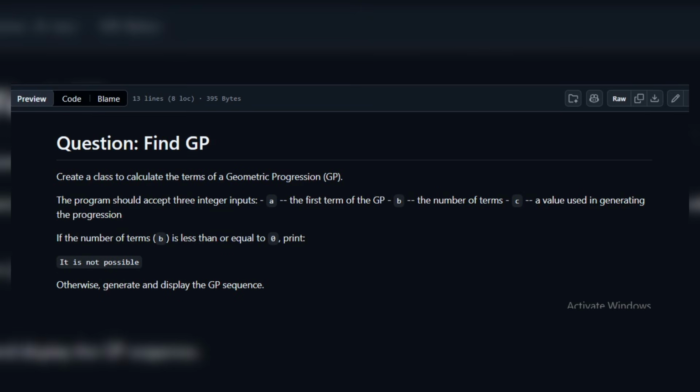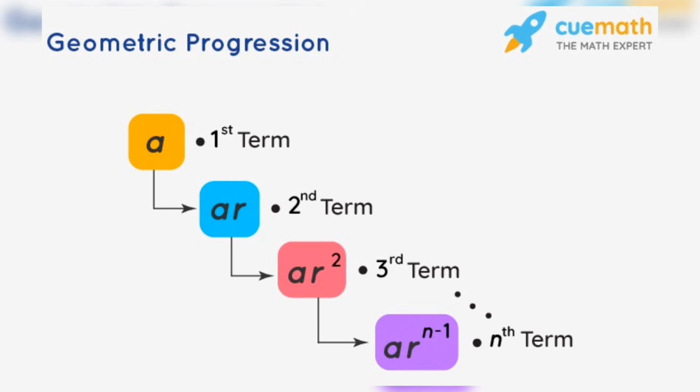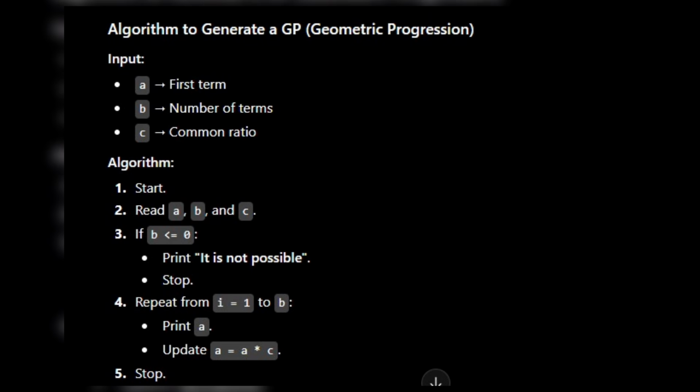For the first problem we are given 3 input digits to perform a geometric progression. I'm sure most of you are already familiar with how a GP series works, but just as a quick refresher, I am displaying the GP progression formulas right here on the screen for you to check out. Here is the exact algorithm we need to follow.